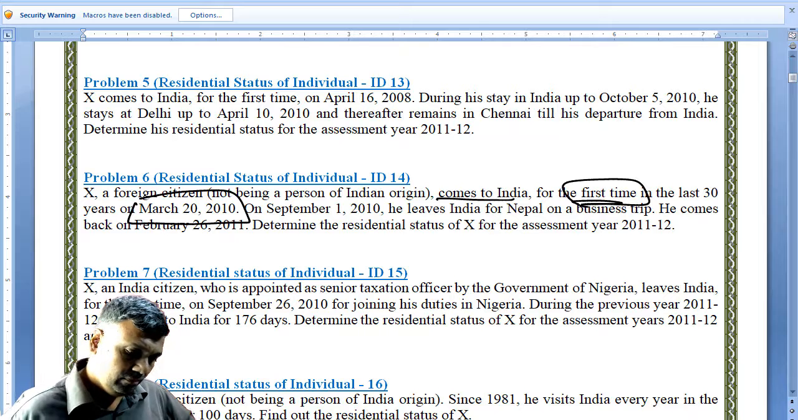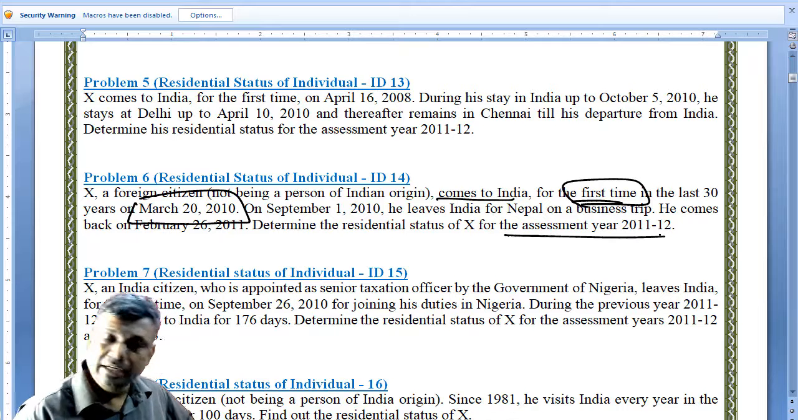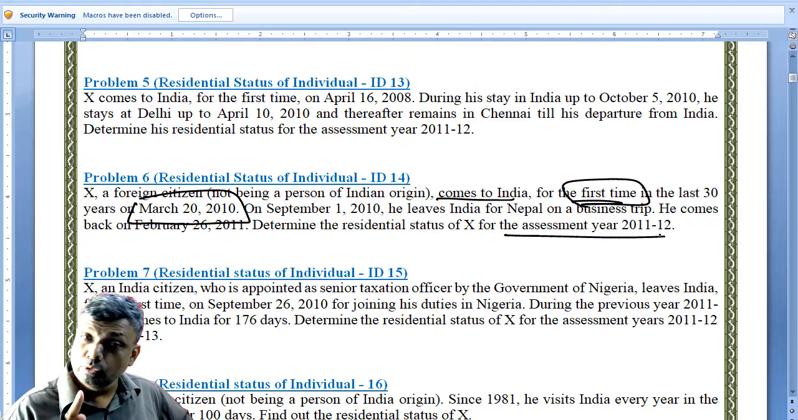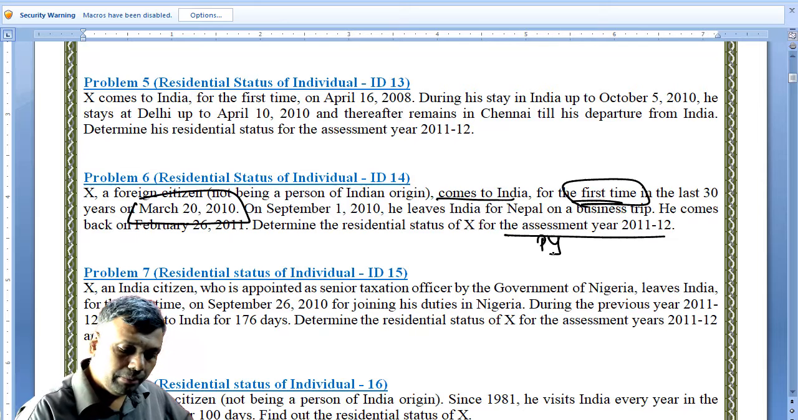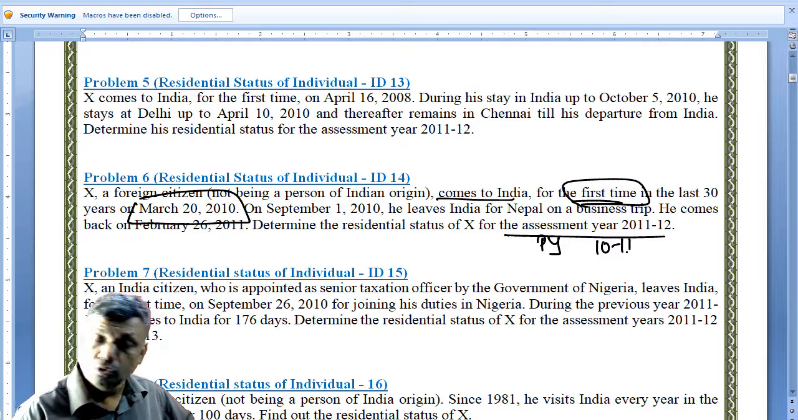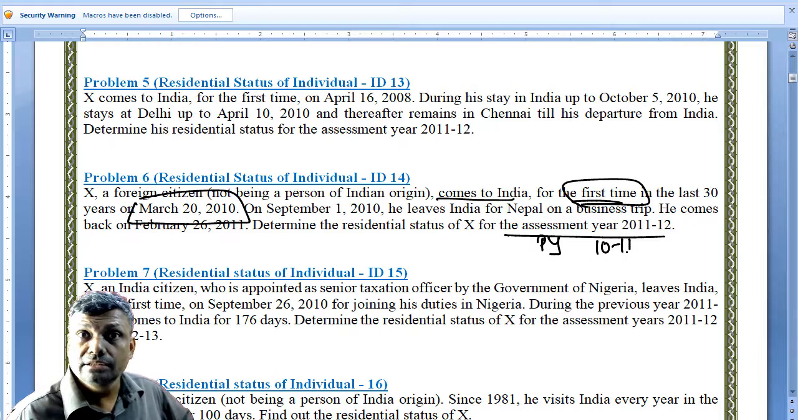Okay. And then for this assessment year, this is also one question trick only, because the question will always print the assessment year. So you have to convert for understanding purpose to previous year 10-11. So the question is asking you to find out the residential status for the previous year 10-11. That is how you have to understand the residential status, right?